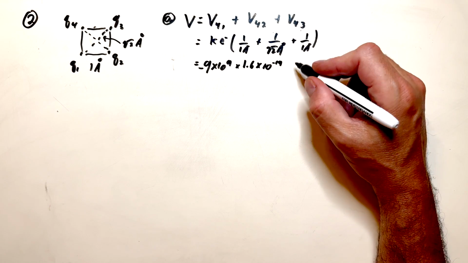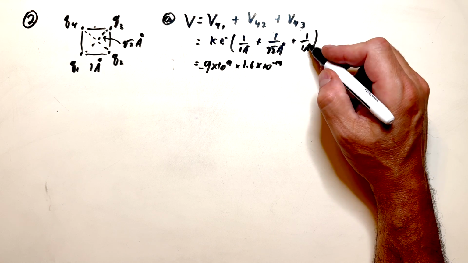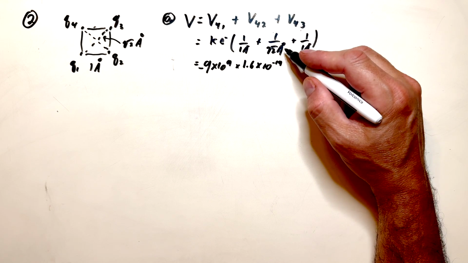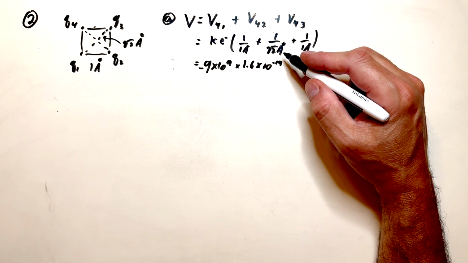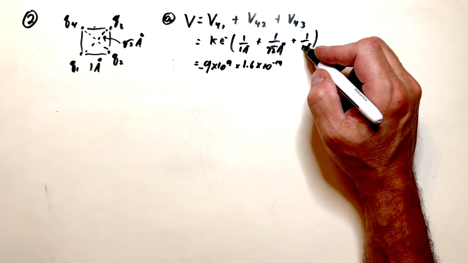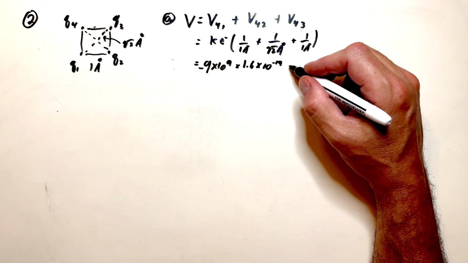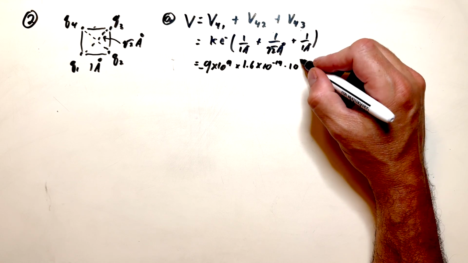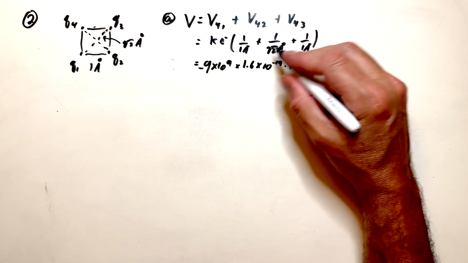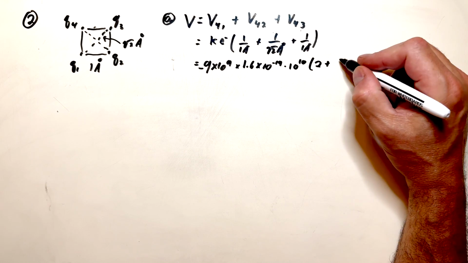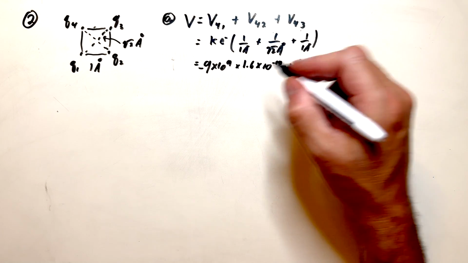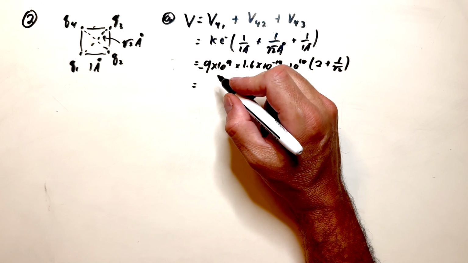And then times, I'm going to pull out the conversion for angstroms here. Since 1 over angstroms is 1 over 10 to the minus 10, I'll multiply all of this by 10 to the 10 times 10 to the 10 times, that'll be 1 plus 1, so that's 2 plus 1 over the square root of 2. And what do we get?